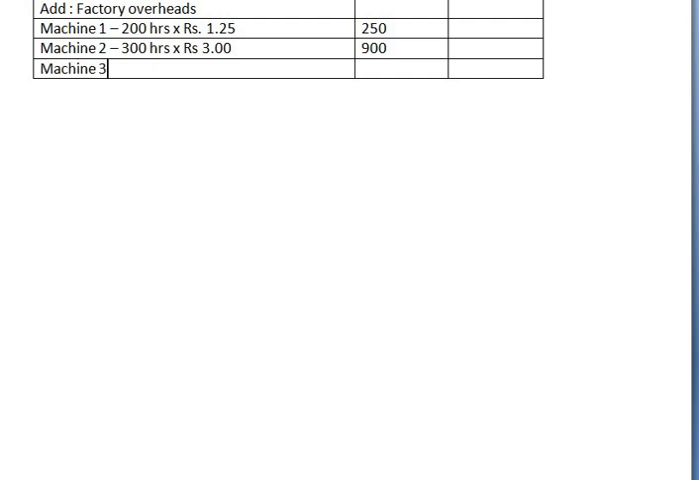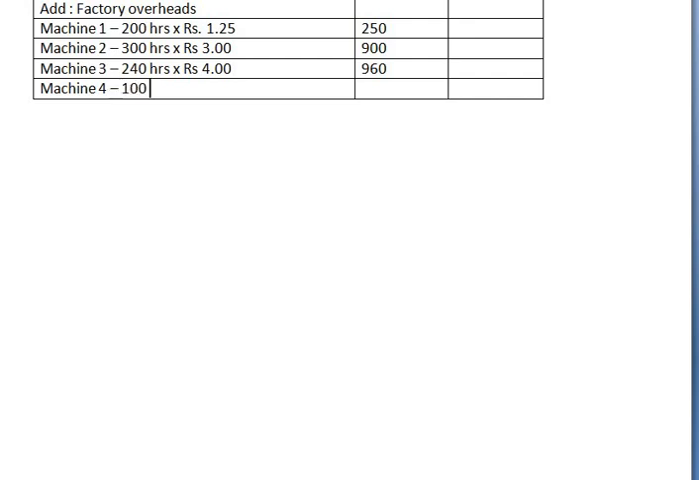Next, machine 3. It has worked for 240 hours, into the machine hour rate for machine 3, which is rupees 4. All this information is given in the problem itself. It is 960. Next is machine 4. Machine 4 has worked for 100 hours and the rate for this is 2.50. So that is 250, right?